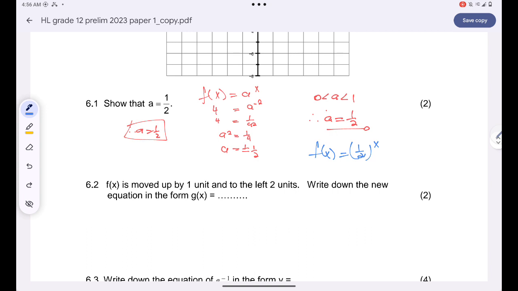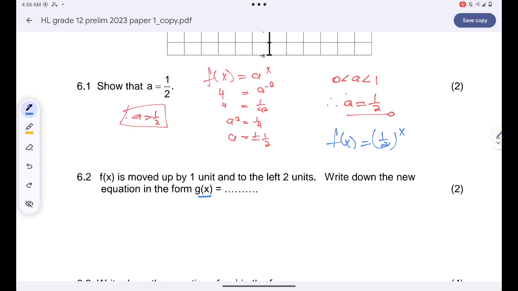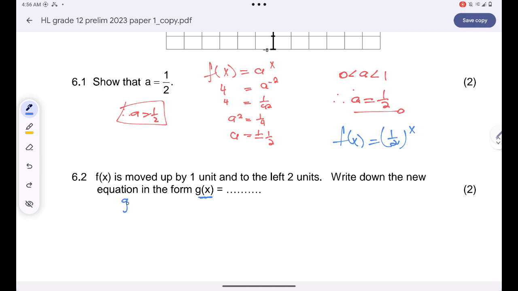Okay, so basically over here guys, to form g of x, we must translate the graph of f of x. g of x will be formed if we move the graph of f of x 2 units to the left. That's f of x plus 2, and then 1 unit up. This is f of x plus 1, right? So therefore our graph of g of x will basically be 1 over 2 to the power of x plus 2, and then I'll have a plus 1 over there. So this over here will be the new equation of g of x.